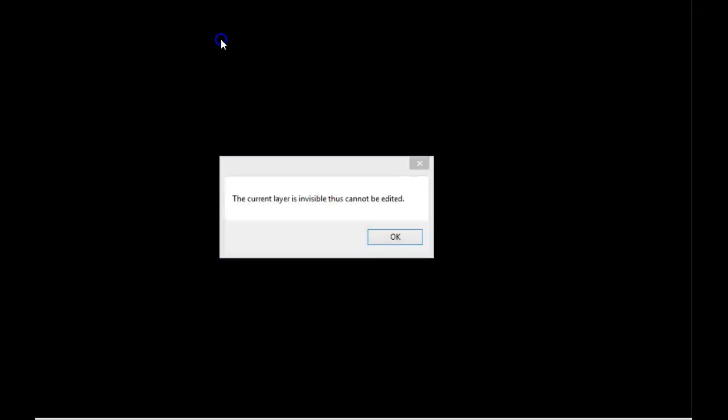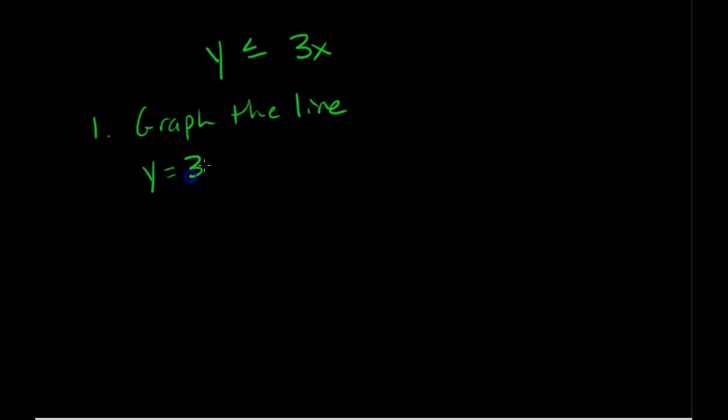Let's look at another example. How about y is less than or equal to 3x? So first, graph the line. And what you should see here, right, is that we're going to graph the line y is equal to 3x. The slope here is 3 over 1. The y-intercept is 0. So let's graph this line here.